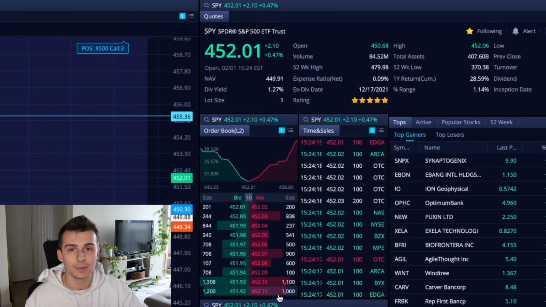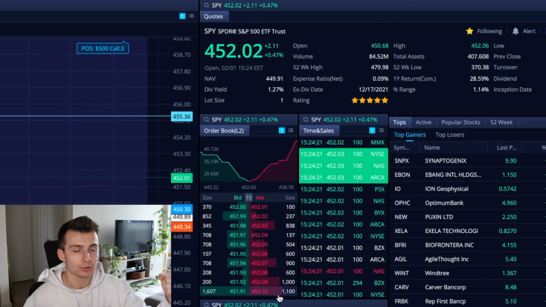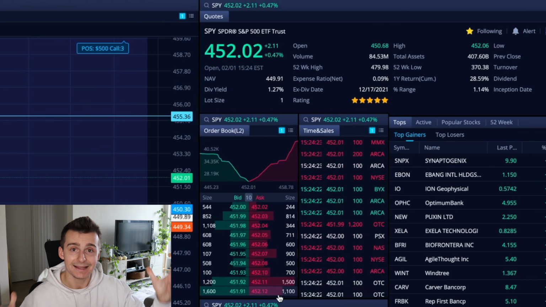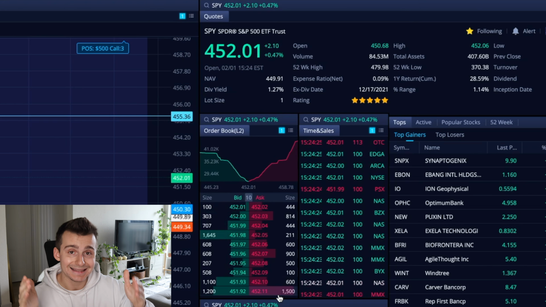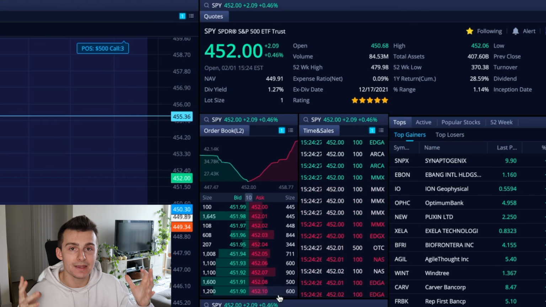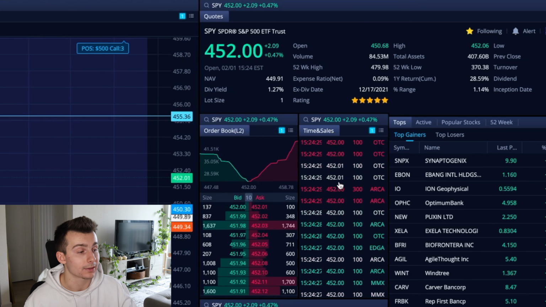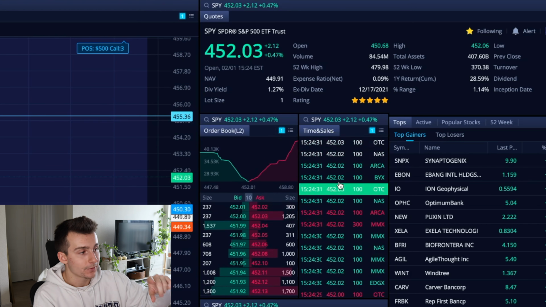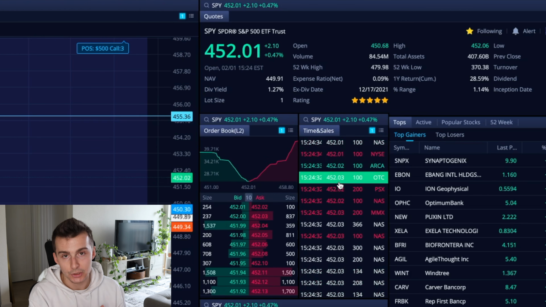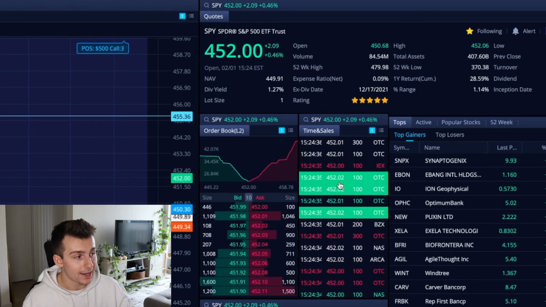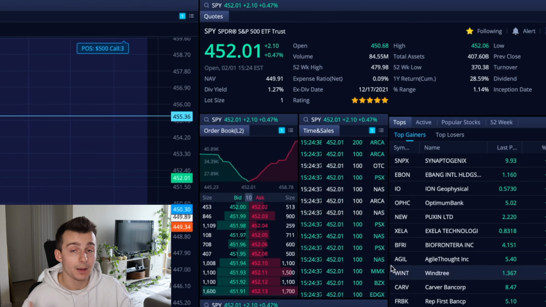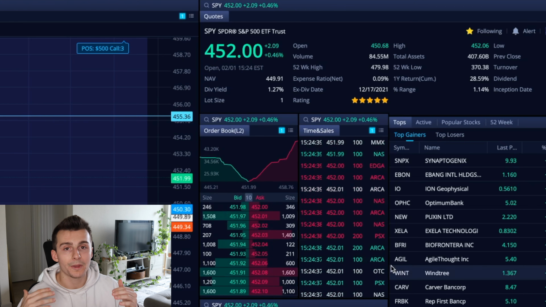So generally speaking, buyers are at the bid, sellers are at the ask, and if you buy at the ask or an order goes through at the ask, you're going to see the green shading on that line: the time, the price, the amount of shares, and the exchange. Now, if it comes in red, so you're seeing some reds popping through here, that means that order went through on the bid.